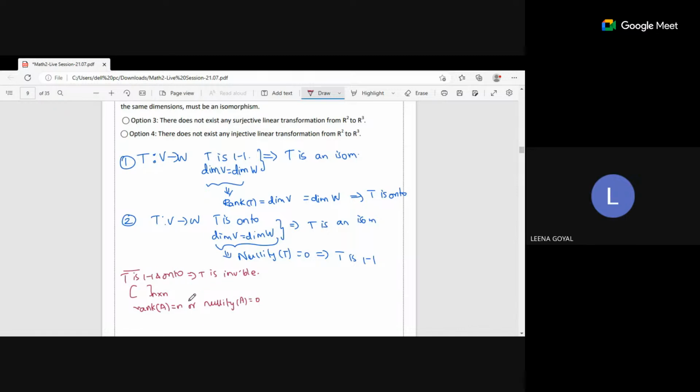Isn't it 1-to-1 or onto? No, see, if it is 1-to-1, obviously it will be onto, as we saw here. So if it is invertible, it will be isomorphic, otherwise it won't be. If it is invertible, the corresponding matrix has full rank and nullity is 0. It means it is 1-to-1 and onto. Okay, thank you, ma'am.